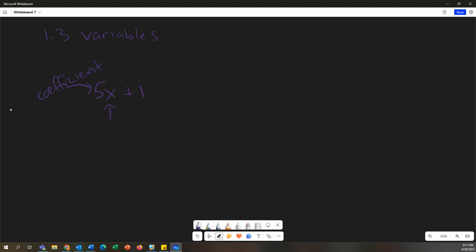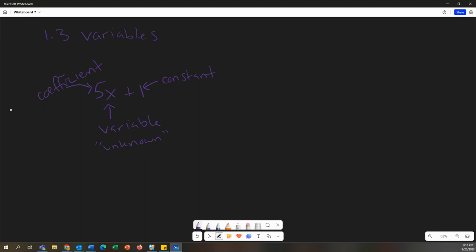The letter is called a variable, which is also sometimes referenced as your unknown. And then any number that's not attached to anything is called a constant because it's never going to change. No matter what you plug into this equation, that constant's never going to change because we're always adding 1.